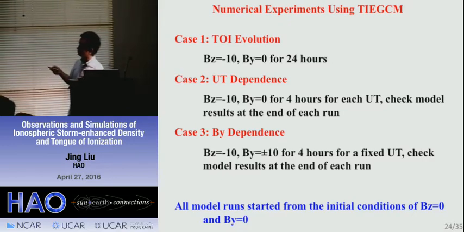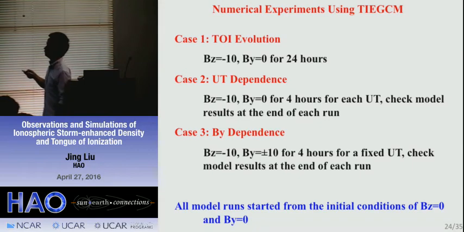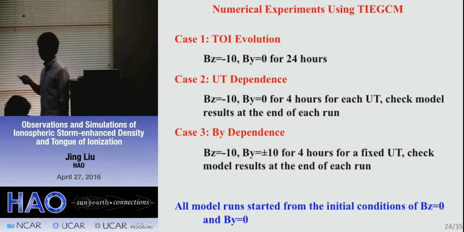We performed a set of experiments. The first one is we just run the model for 24 hours, setting Bz equals -10 and By equals 0. Based on this result, we see that TOI intensity reached its maximum at about 4 hours after IMF Bz southward turning. So we check the UT dependence by running 4 hours under this condition for each UT. That means, for example, for 24 hours, we run 24 times to check the model result at the end of each run. The third one is the By dependence.